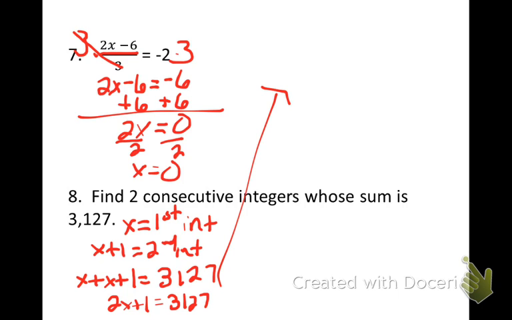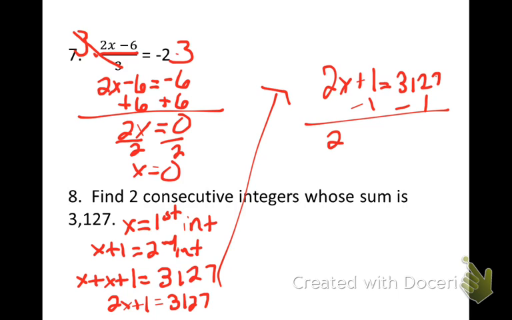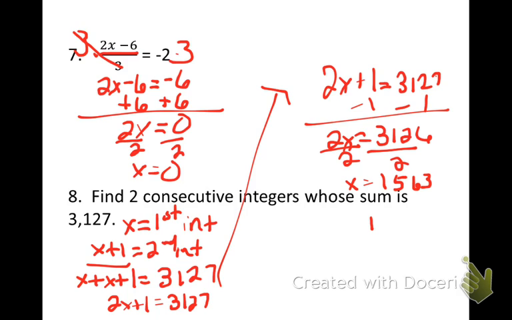I'm going to kind of come way up here. So I need to then subtract 1 from each side. I get 2x equals 3,126. I would need to divide by 2, and then when I do that, and this is one I'd probably let you use a calculator on, you're going to get 1,563. So that's x, so what's the other one? X plus 1 would be the other one, 1,564.